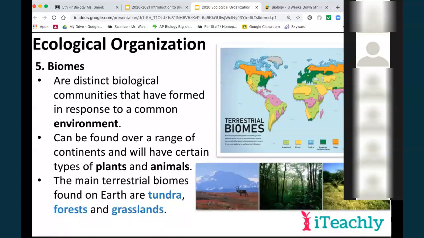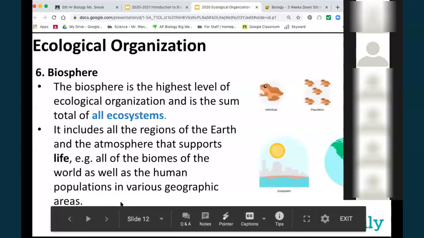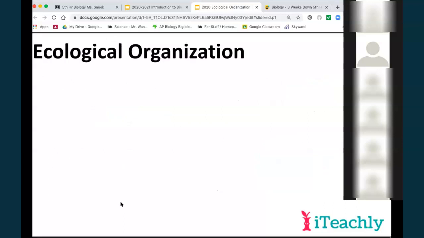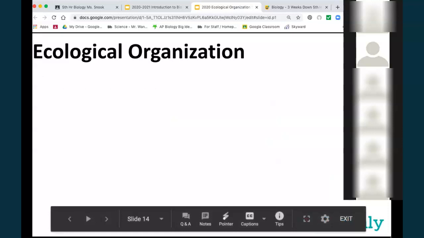So biomes have formed due to a common environment. They have certain types of plants and animals. You have the tundra, the forest, and the grasslands. The biosphere is the sum total of all ecosystems. It supports life. So on that same page of your notes, page 3, I want you to write down numbers 1, 2, 3, and 4.